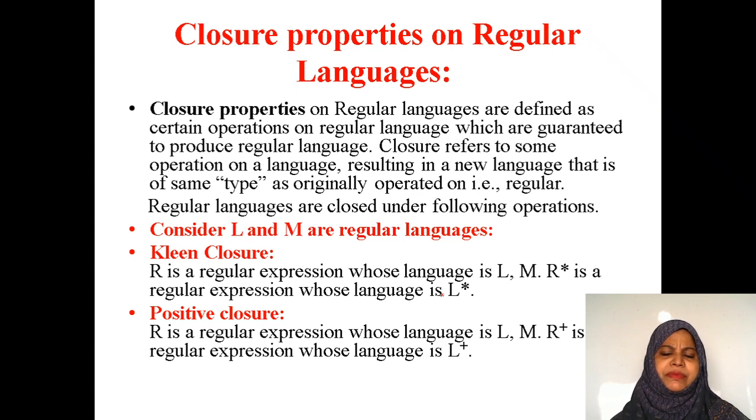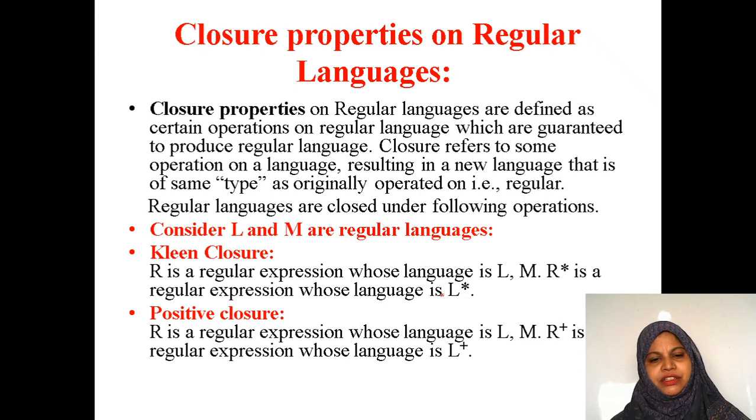Here positive closure means there is no epsilon in the positive closure. Kleene closure means R star. If R is a regular expression for the language L, and R star is the closure, then the language of that regular expression is L star. If R is a regular expression of L, then the positive closure of that regular expression is R plus, and that regular expression is going to be present in L plus only.